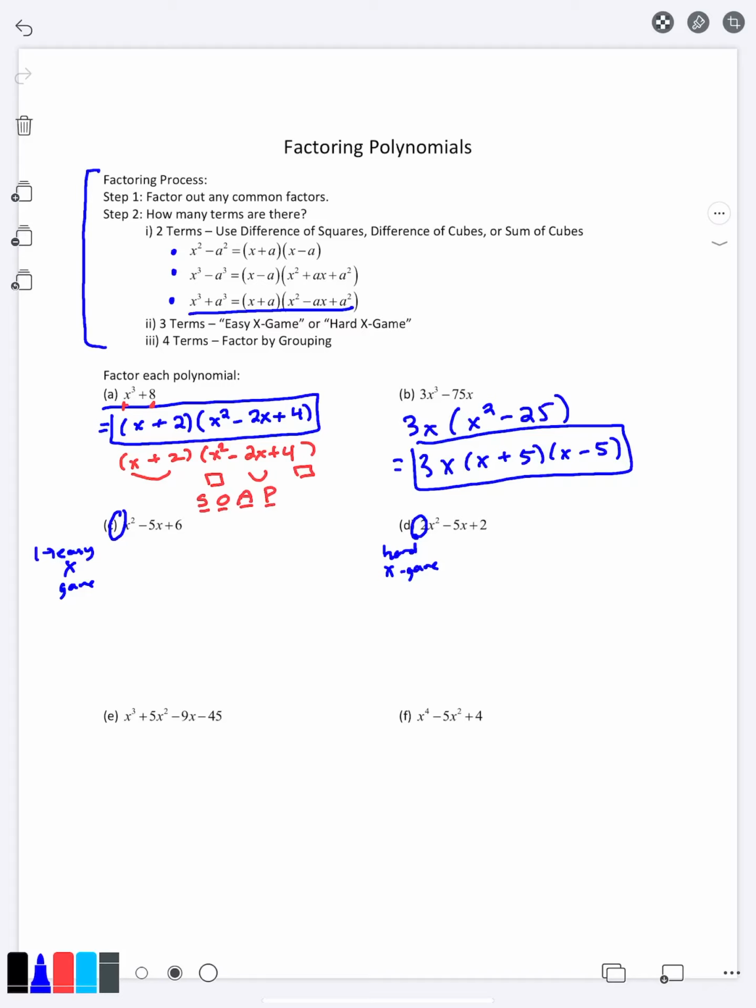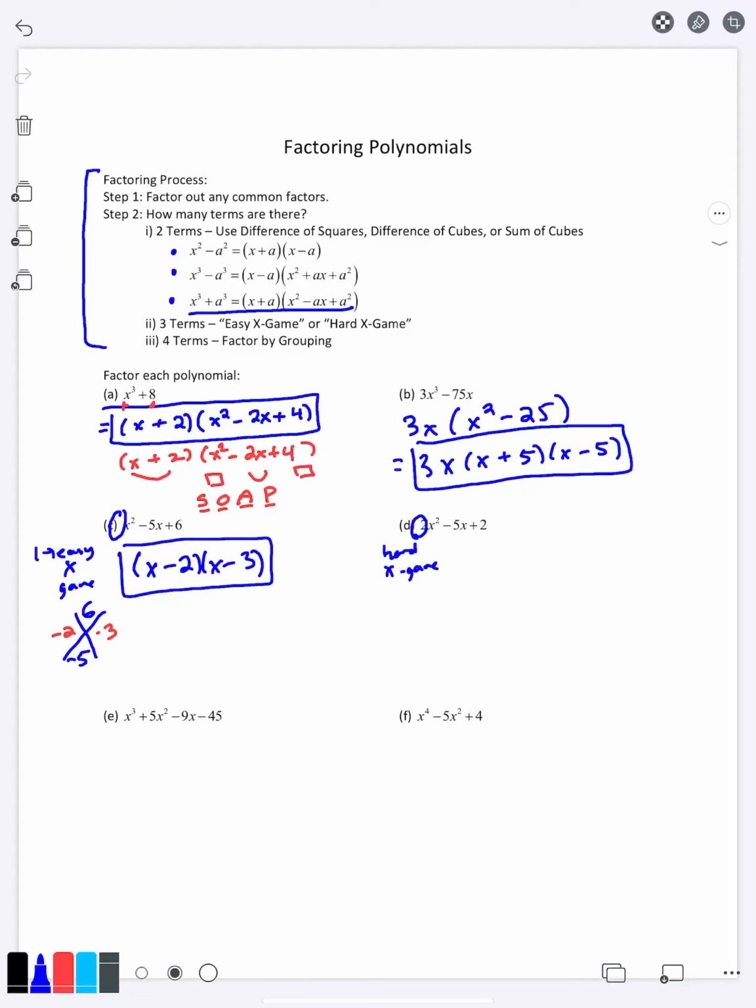So for the easy x game, you look at the constant term 6, you put that on top. You look at the middle term, negative 5, you put that on the bottom. Then you ask yourself, okay, what multiplies to 6 and adds to negative 5? That's a negative 2 and negative 3. And then you can go ahead right away and write down the answer as x minus 2, x minus 3.